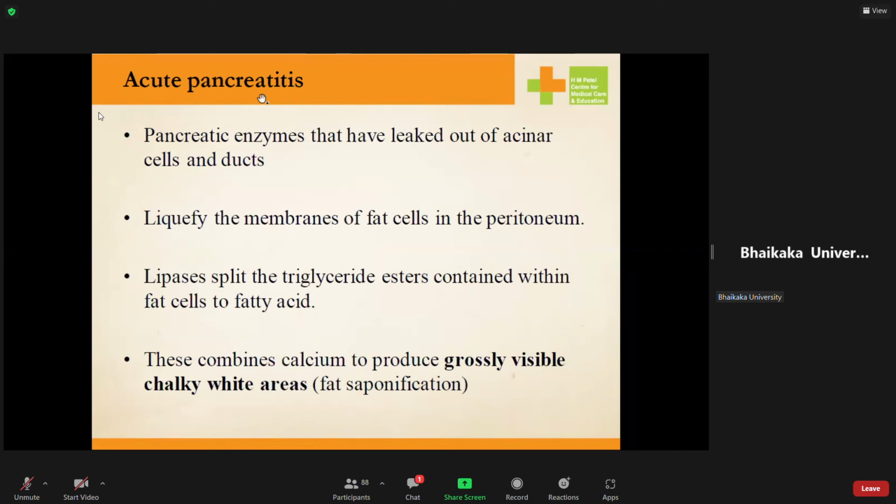Now, in acute pancreatitis, what happens? The pancreatic enzymes leak out from the acinar cells and the duct, and they can cause liquefaction of the membrane of fat cells in the peritoneum. As a result, the lipase splits the triglyceride ester contained within the fat cell into fatty acids, and when it combines with calcium, it produces grossly visible chalky white areas. We also call it saponification of the fat.